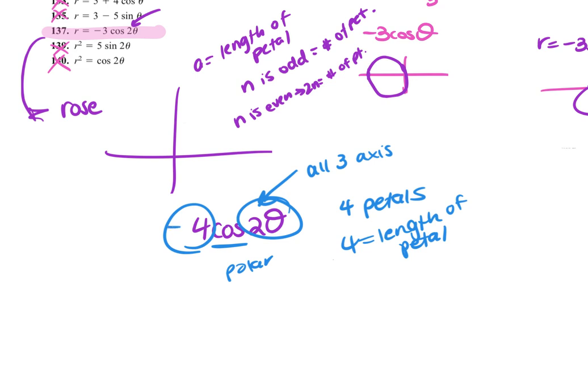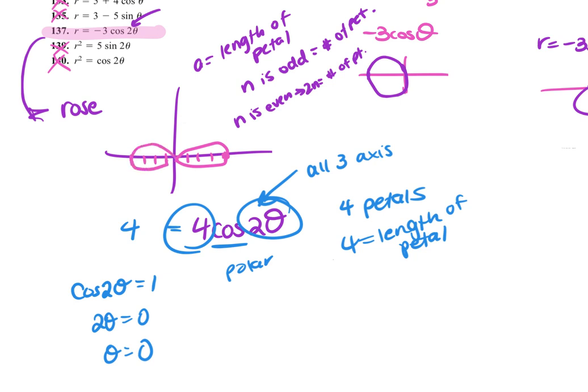Then I would set this equal to my petal length. The cosine of 2 theta is going to equal 1. Cosine of theta is 1 at 0. 2 theta would equal 0, and theta would equal 0. So I'd go to the right, 1, 2, 3, 4, and I'd make a petal. And then because it's symmetric to the pi over 2 line, I'd go to the left and I'd make a petal. And then it's symmetric to the origin, or to the pole. So my other petals go top and bottom.